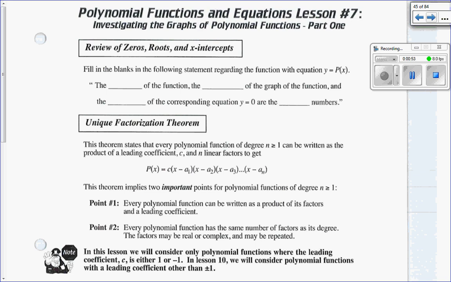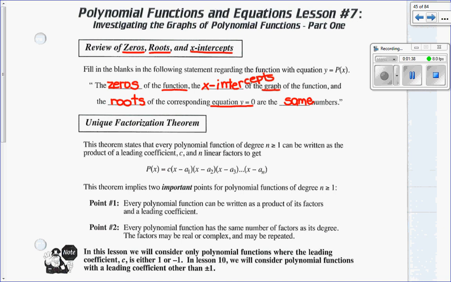Just as a really quick review at the top, when you hear the words zeros, roots, and x-intercepts, those just all mean the exact same thing. When we're talking about it in terms of a function, it's the zeros of the function. If you're being asked to find the zeros, it's the same thing as being asked to find on the graph the x-intercepts, the points where that graph crosses the x-axis. And if it's in equation form where y equals 0, then you're being asked to find the roots of the equation. But those things all are the same numbers. They mean exactly the same thing.